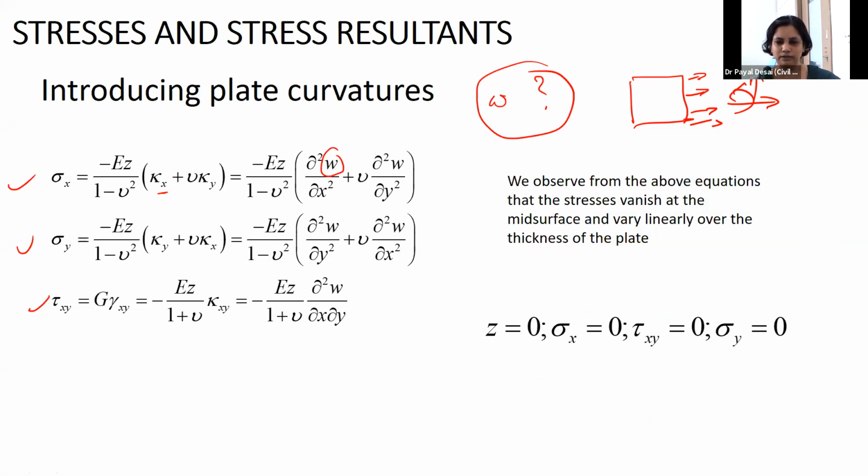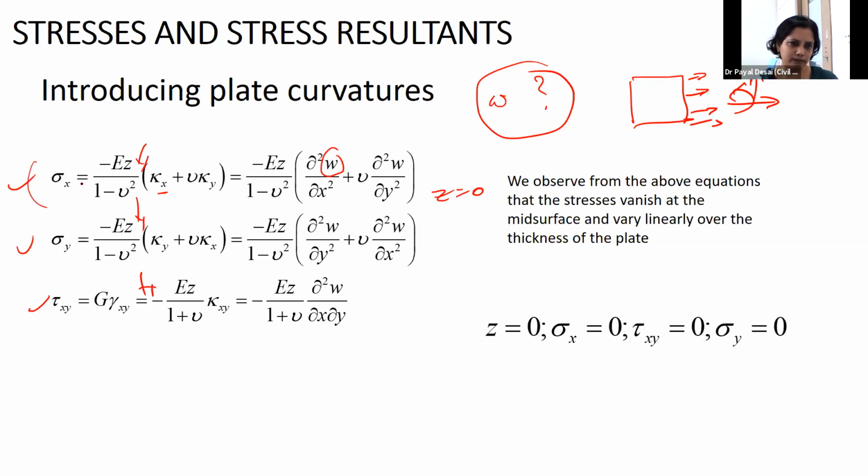Now in this equation, you may see when I put Z equal to 0, that is your middle plane, you will see all these quantities are 0. That means in the middle plane there are no stresses, and it matches with our assumption of the beam also, that on the neutral axis there are no stresses. Sigma x is 0 when you put Z as 0, because it's the middle axis, and it matches with our assumption. So that's what I wanted to tell you from this.